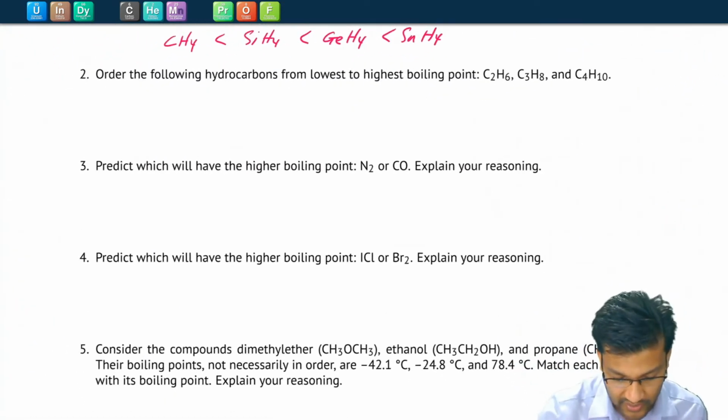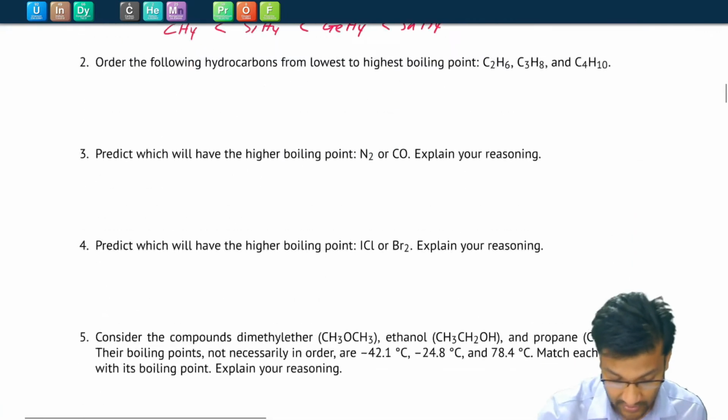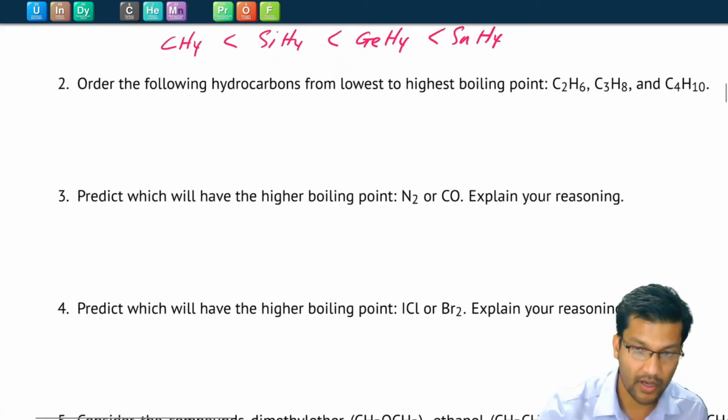Let's try numbers 2, 3, 4, 5, and 6 on your own. Pause the video, and then when you unpause, we'll go over them together.